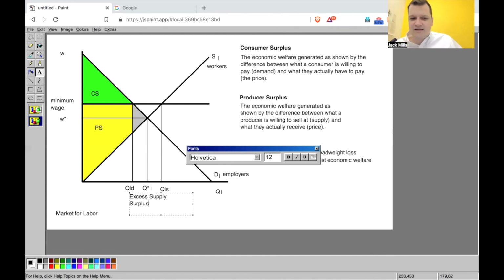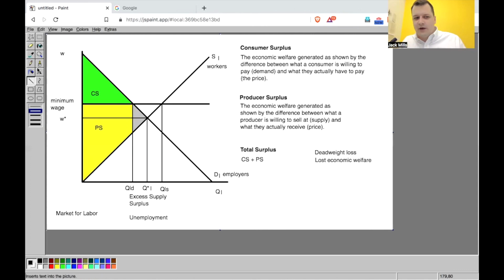And so we'll call it excess supply, but you know what you call the excess supply of labor when you've got more workers than there are people who want to hire? We're going to call this, in this context, the market for labor, unemployment. So this amount right here, this is the real wage unemployment that's generated from the government imposing minimum wage.